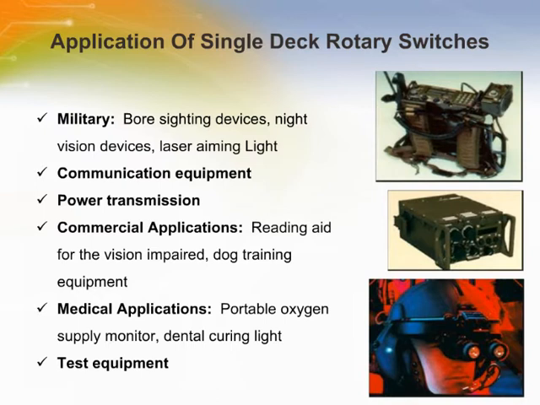Series 50 and 51 switches have been used in military applications, including communication equipment, bore sighting devices, night vision devices, and laser aiming lights. They can also be used in medical equipment such as dental curing lights and oxygen monitors. Series 5000 and 24 switches have been used in test and measurement equipment, power transmission equipment, stage lighting systems, sport hunting lights, and welding machines.